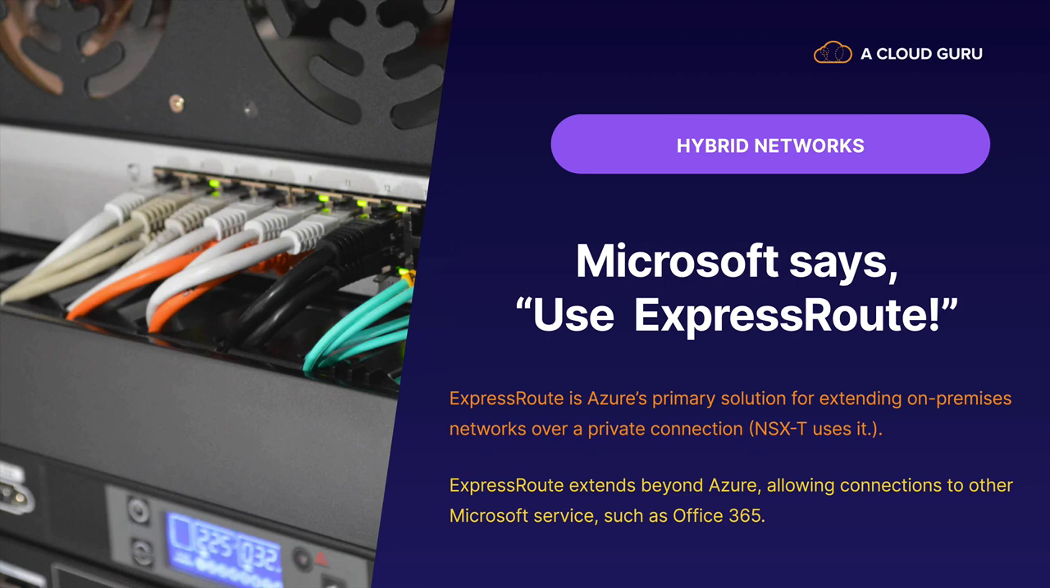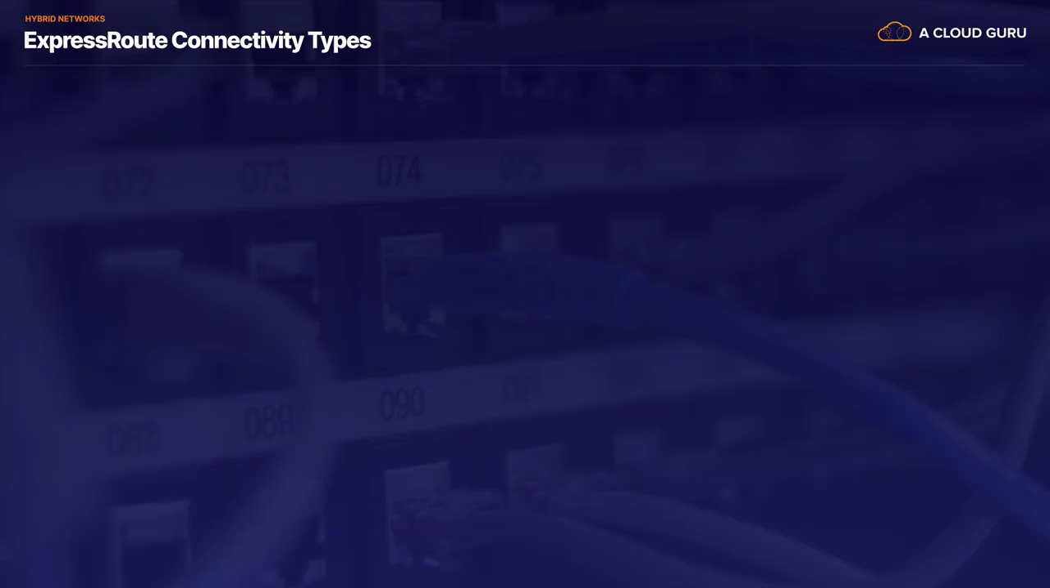By extending an on-premise network, we mean you can actually extend your IP space into Azure. A number of solutions support this. For example, VMware's NSX-T can do this so that you can have IP addresses that you have locally defined on-prem function in Azure as well. ExpressRoute also extends beyond the Azure space, which will allow connections to any other Microsoft service like Office 365.